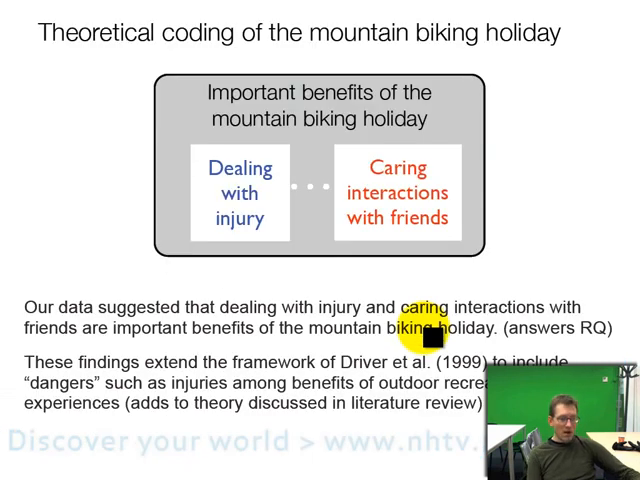For example, our grounded theory is that dealing with injury and caring interactions with friends are important benefits of the mountain biking holiday. We might answer our research question, what are the benefits of a mountain biking holiday, quite directly now. Furthermore, we can link this finding to previous research on the benefits of outdoor recreation, which has not examined mountain biking. We could say that these findings extend the framework of Driver and colleagues from 1999 to include dangers such as injuries among the benefits of outdoor recreation experiences. So that would add to theory that we discussed in the literature review.